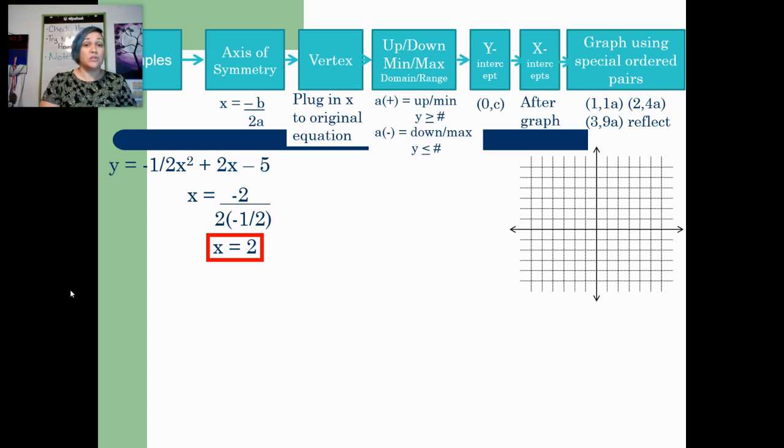Remember that this is an answer to a question. The question is, what is the axis of symmetry? The answer is x equals 2. And you can go ahead and graph that right now if you want to. Nice dotted vertical line going through the 2 on the x-axis.